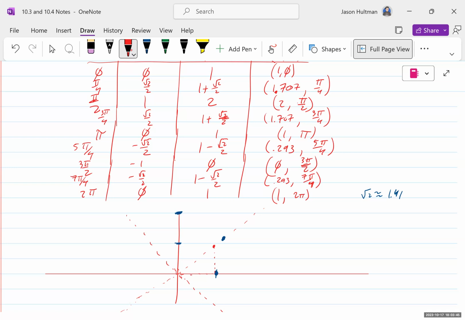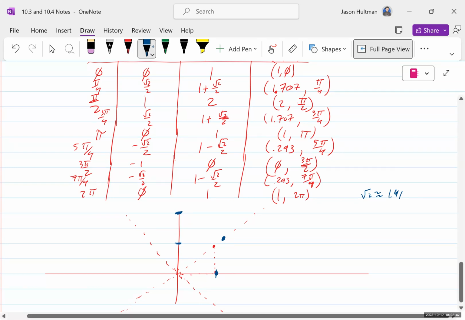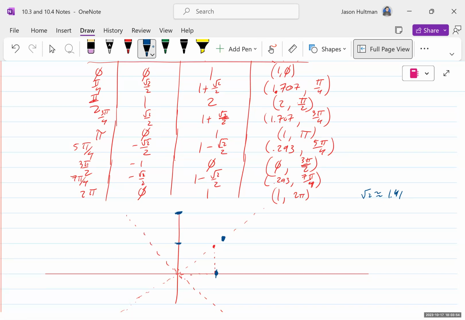The blue point is a little bit further. I'm kind of eyeballing it, and that's going to be at 1.707, roughly. The next one, we're at pi over 2, which is 90 degrees. So we've gone 90 degrees now. At pi over 2, we're out 2, so that's right here. So we're getting a curve that kind of looks like this.